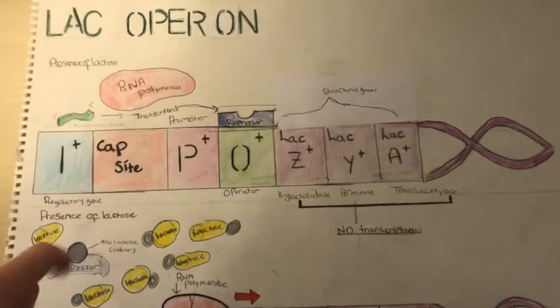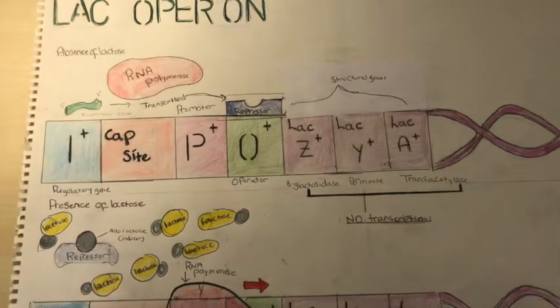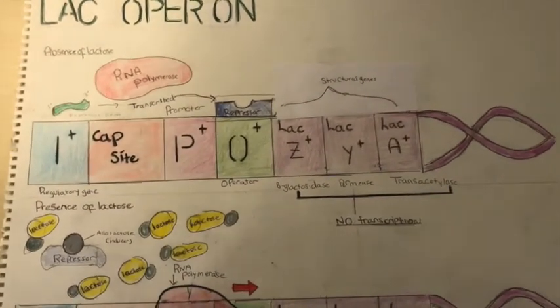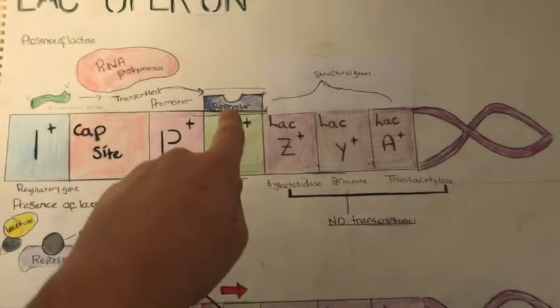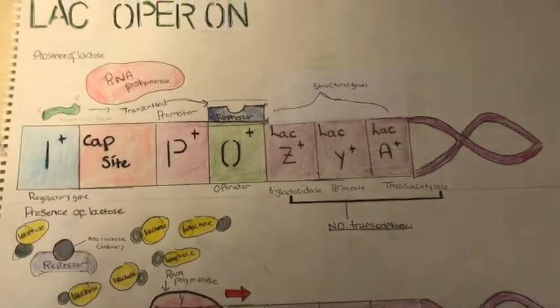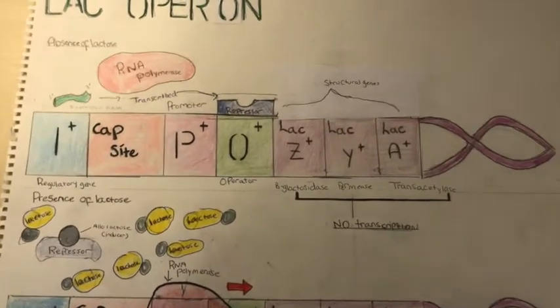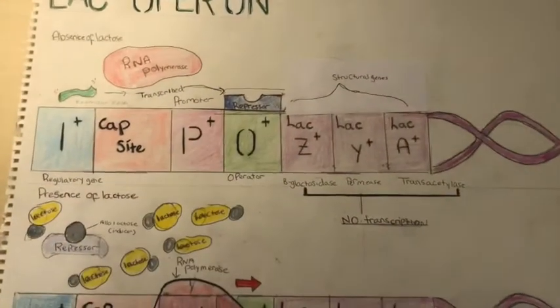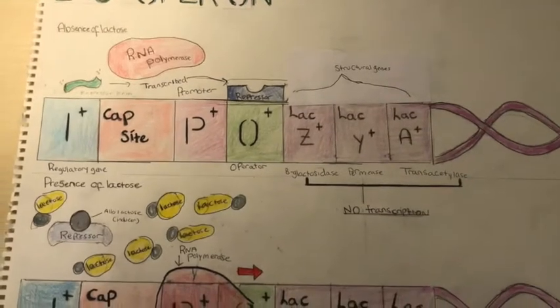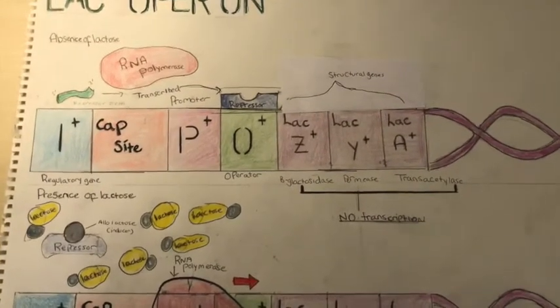Let's start talking about the I region. The regulatory gene transcribes for our repressor, as seen here. Our repressor binds to our operator, denoted by Lac O, right here. Our operator is preceded by a promoter.